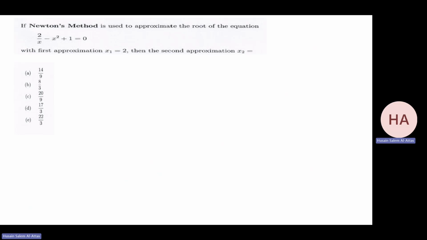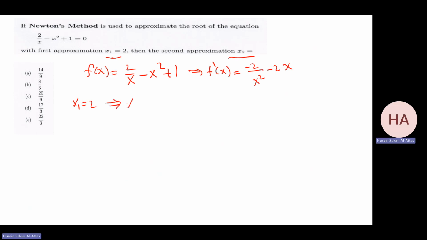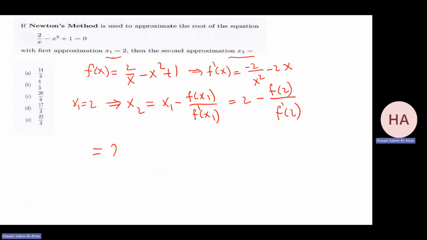You use it to approximate the root of the equation with first approximation this, find x2. Most of the problems are like this. So what will be f of x? 2 over x minus x squared plus 1. So that means f prime will be what? Minus 2 over x squared minus 2x. I have x1 equal 2. That implies x2 is x1 minus f of x1 over f prime at x1. And that will be 2 minus f of 2 over f prime at 2.